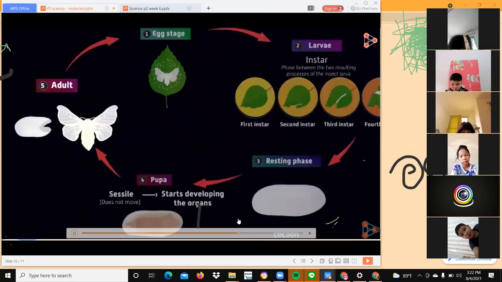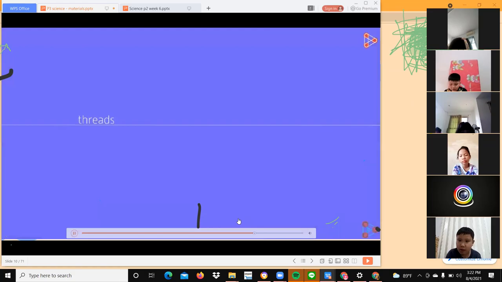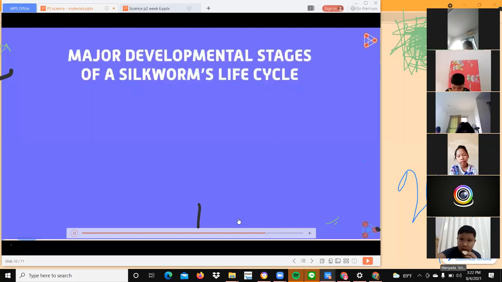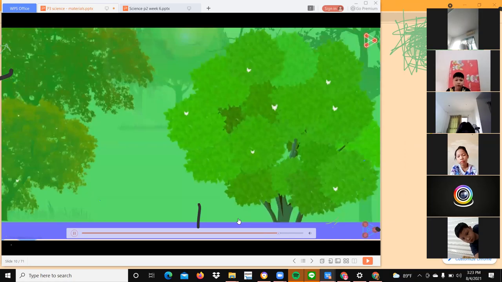So now can you tell me how silk is obtained from these animals? The cocoon is the main source of silk threads. Once the pupa develops into an adult and flies away, leaving the cocoon behind, the cocoons can be collected and the threads are obtained. The threads in a cocoon are extremely strong. They are surprisingly as strong as steel threads. The processing of these threads further gives us the silk fibers. In short, these are the four developmental stages of a silkworm's life cycle. The eggs come first, then the larval stage, followed by the pupal stage, and lastly, the adult stage, where the mature moths fly out of the cocoon. But how and where do we get these cocoons from? Do we have to go to the forests where the mulberry trees are?